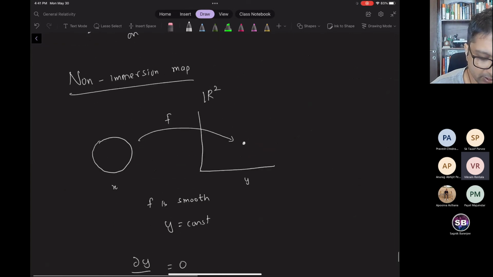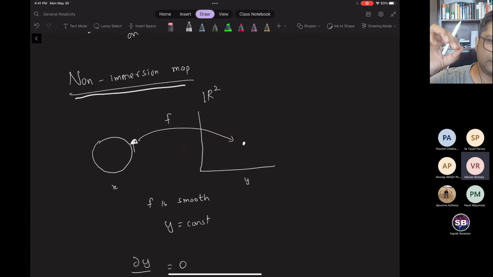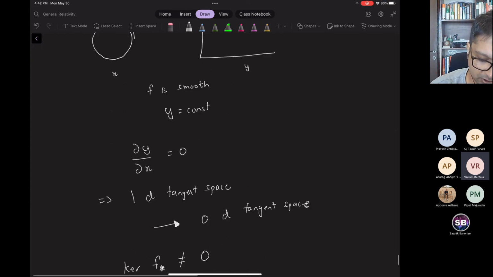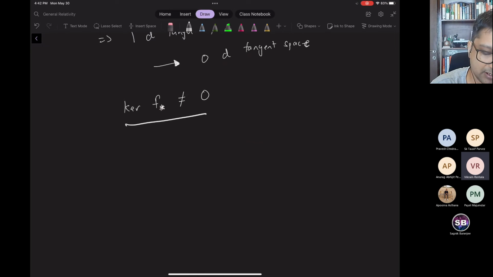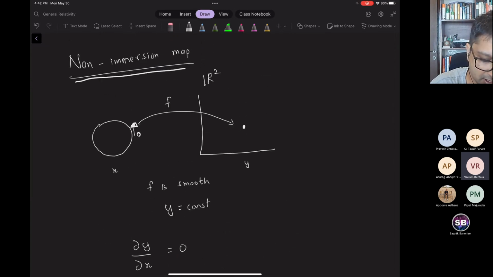Let me just give you one quick example of a non-immersion map. If I take this circle and I map it to a point, what I had was a 1D tangent space, and now this 1D tangent space gets mapped to a 0D tangent space, which means it gets mapped to, let's say, 0. So basically I had a 1D tangent space, which I mapped to a 0 vector here. And so I reduce the dimensionality of my tangent space when I did this mapping. So that becomes a non-immersion map, or the kernel of F star is non-zero. It's not just that the 0 vector gets mapped to the 0 vector here, even other vectors get mapped to the 0 vector. And so it's a non-immersion map.